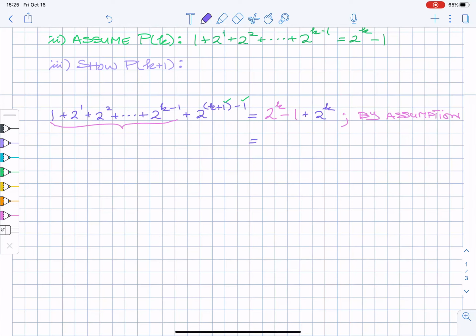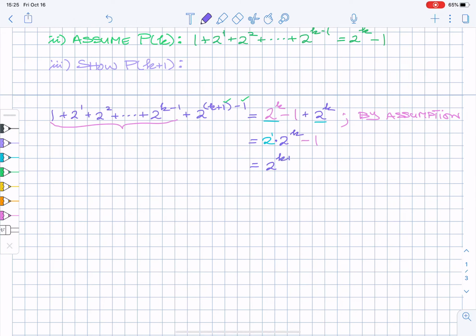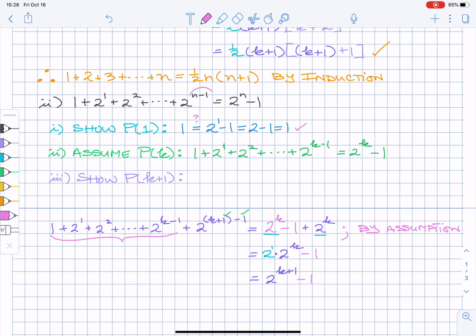Okay, so how many 2 to the k's do I have here? If I add them up, I claim I have 2 times 2 to the k here, minus 1. So that's 2 to the first. So I claim that this will be 2 to the k plus 1 minus 1, and guess what? Do I have a k plus 1 minus 1 where the n should go? I do. So check mark.